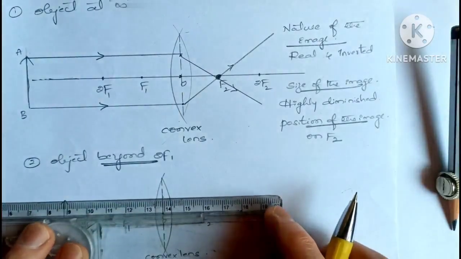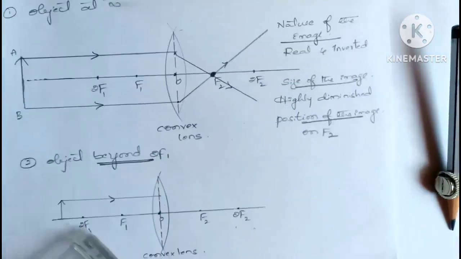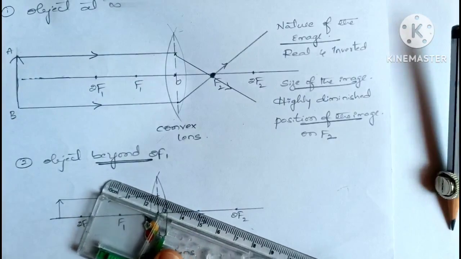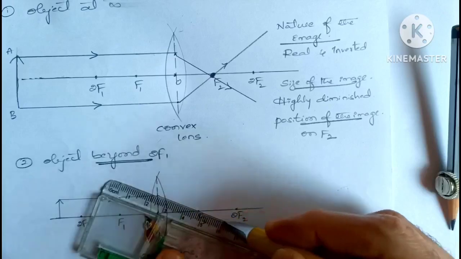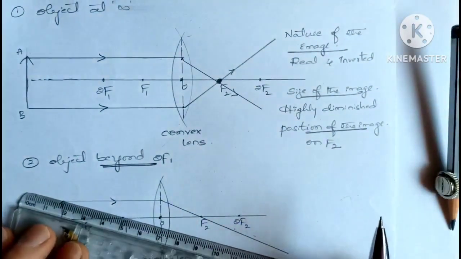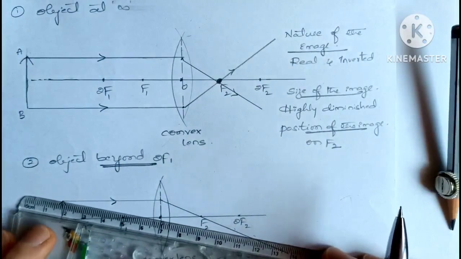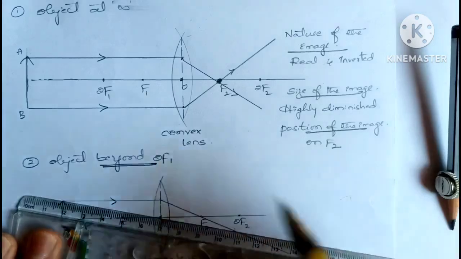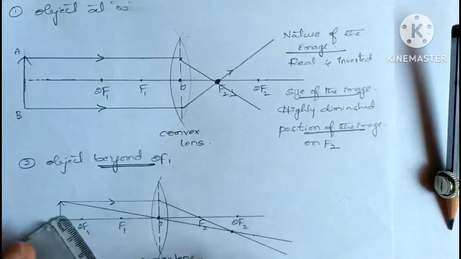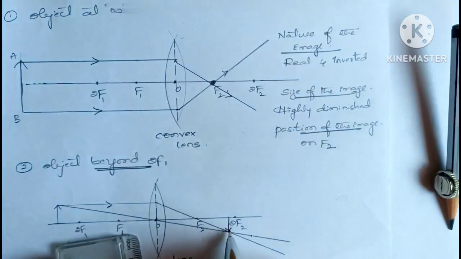Now pass the parallel line. Thereafter the ray which is passing parallel to the imaginary line will refract on F2. And thereafter it should pass through the optic axis. Now these two lines have intersected here, and now here you mark the inverted image.